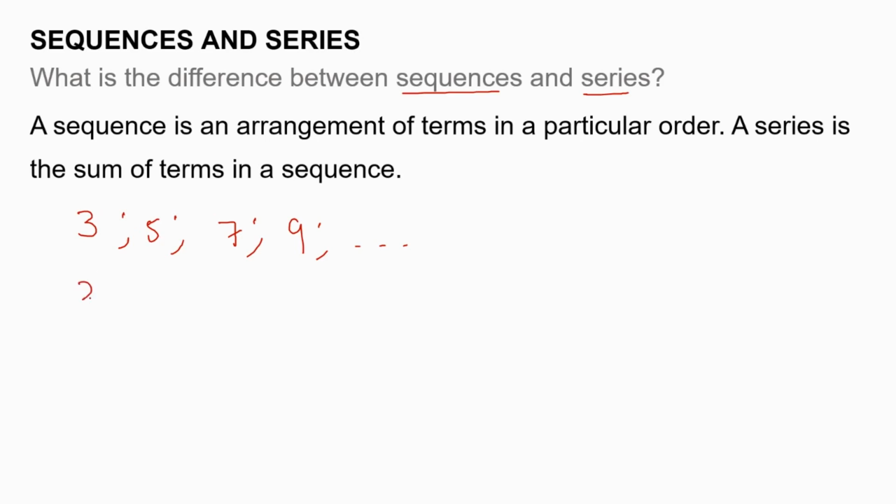But if I say 3 plus 5 plus 7 plus 9, now this is a sum of terms in a sequence. So this is a series. Then this is a sequence. Okay, that's the difference between these two. Let's look at the arithmetic sequence.